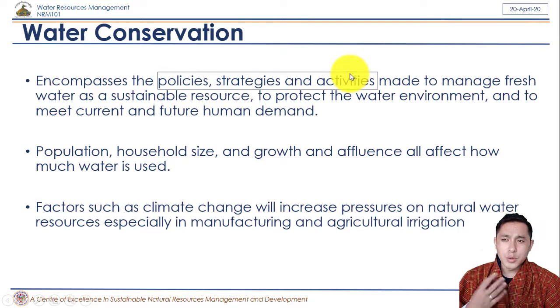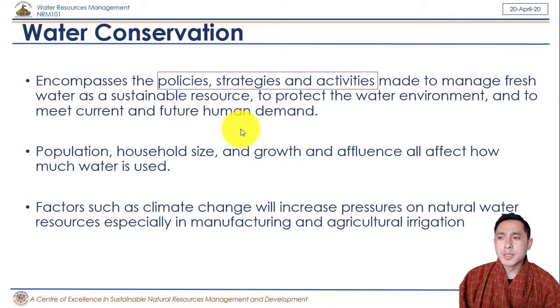What are those ground action and ground reality activities or tasks that are done in order to achieve strategies intended to achieve policies? So basically we'll be looking at how to ensure that policy, strategies and activities are carried out in order to have the water resource sustainable for future human demand.